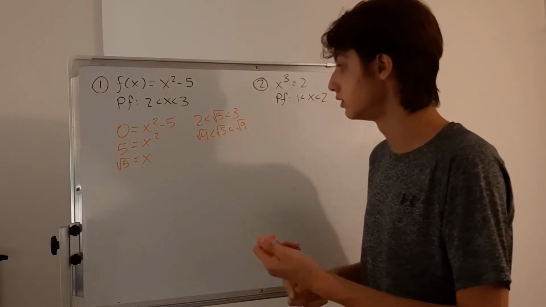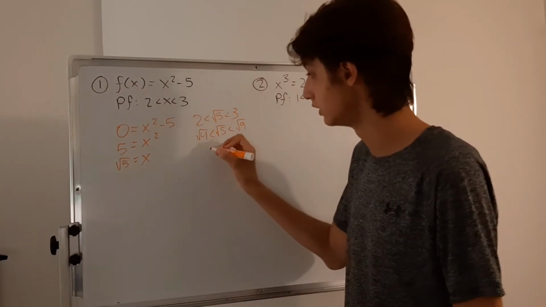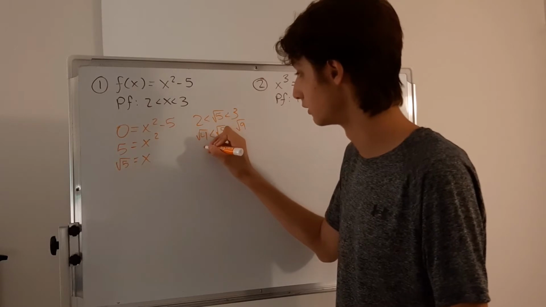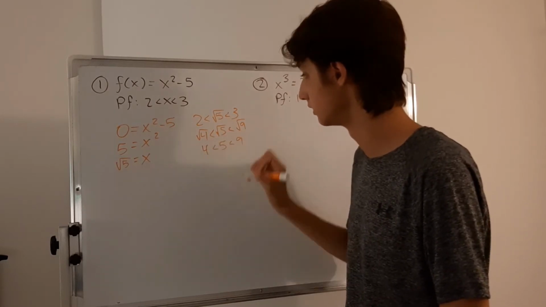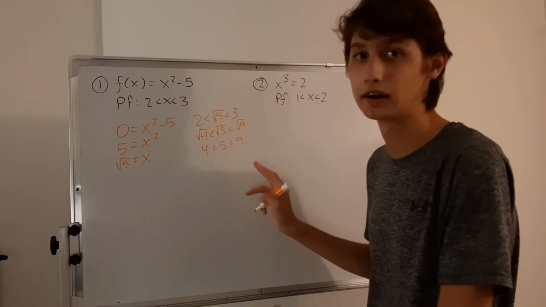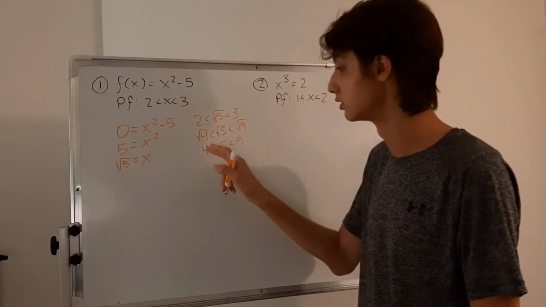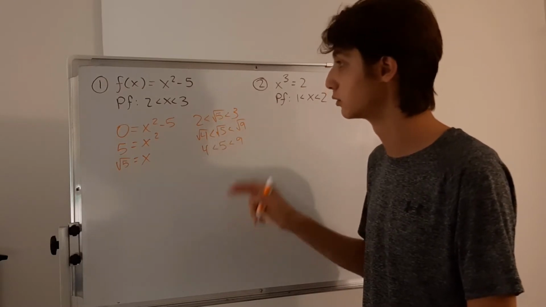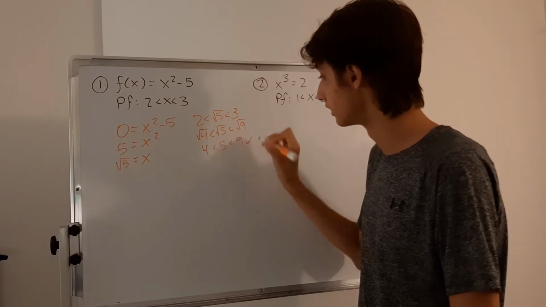If you need to look at it in a better way, you can square these, but you don't have to. You can square all of them, and then you can see that it's very obvious now. 5 is between 4 and 9, so square root of 5 is between square root of 4 and square root of 9. So our solution is between 2 and 3. So we proved that. It's great.